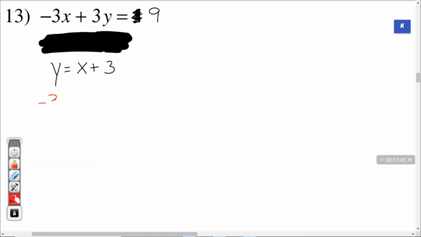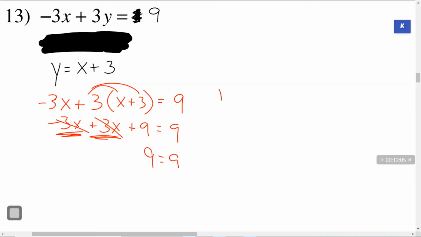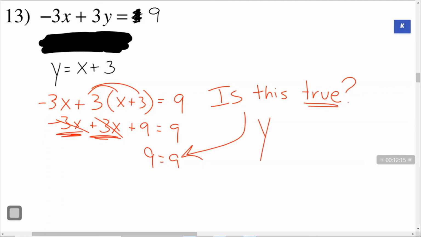Once again, I'm replacing y with x plus 3. This time it's equal to 9, and when I distribute, once again, I get negative 3x plus 9 equals 9. And when our negative 3x and positive 3x cancel each other out, I get 9 equals 9 this time, and we're going to still ask ourselves the same question. Is this true? And this time, we look at it and we say, well, does 9 equal 9? Yes, it is true. 9 will always equal 9, and therefore x can equal all real numbers.